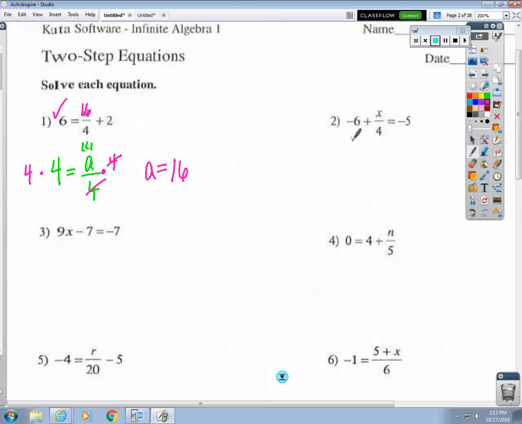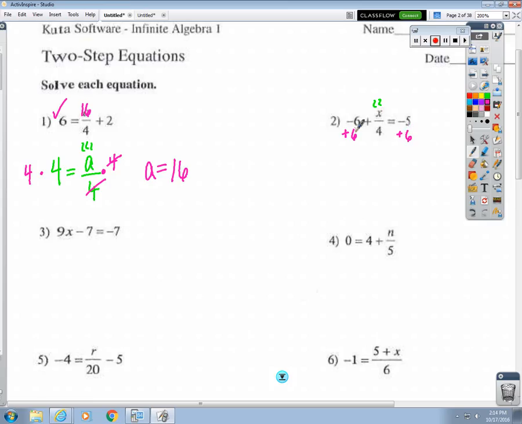Okay, let's look at number 2. This time, X stinks. So who all's trying to get away from Stinky X? Well, the negative 5's already away. He's already in the other room. 4 and negative 6 want to move to the other room. Who moves first? How do you move it? Correct. Add the 6 to both sides.